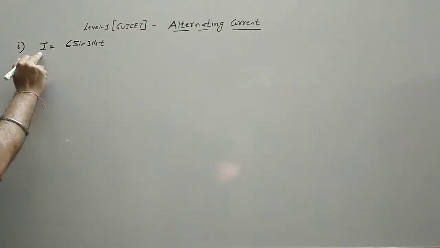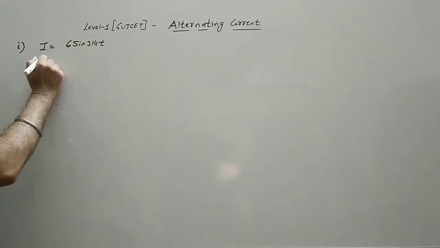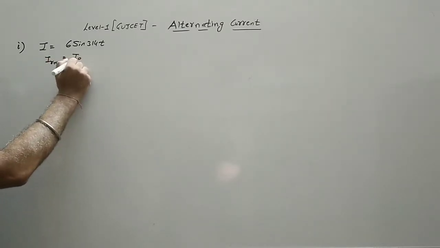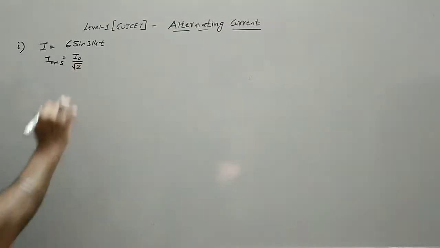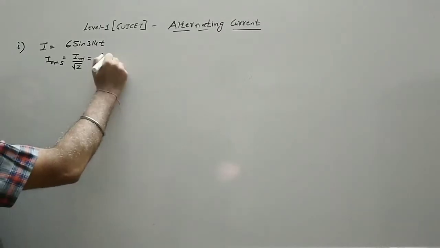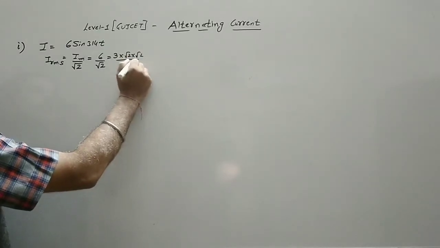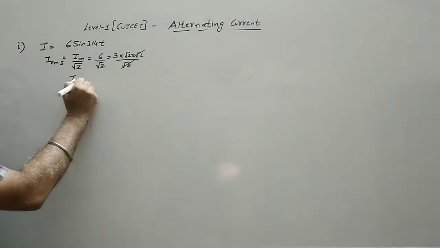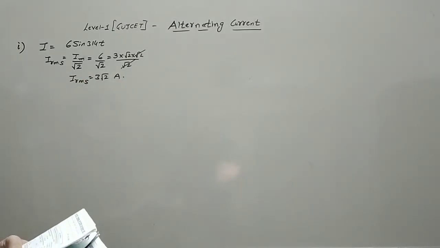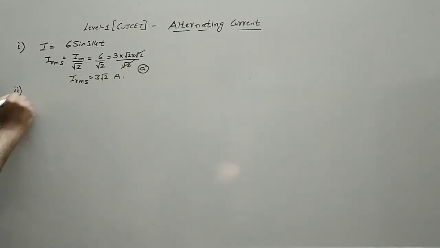So we know that this is the instantaneous current. This was the maximum value. So I have to find out the IRMS. IRMS is equal to the maximum value divided by root 2. Here the maximum value is 6, that is the amplitude of the AC current. So 6 upon root 2 is 3 root 2 into root 2 upon root 2. So root 2 is cancelled. So IRMS is equal to 3 root 2 ampere. So that is option number A. A simple MCQ, the direct application of the formula.